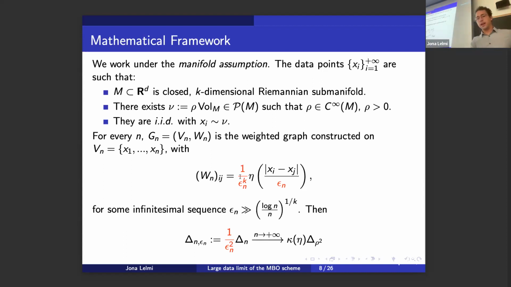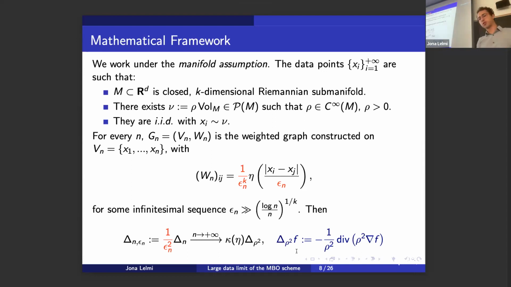So you rescale the weights in this way, and you rescale also the graph Laplacian by epsilon n squared, so that, as is known in the literature, you have a convergence to a continuum Laplacian. This continuum Laplacian is defined as follows. For a function f, this is just the weighted Laplacian with weight rho squared. This constant depends on the function eta that you choose, but you can think of it as being one. It's not important. This is the sequence of graphs we are considering.